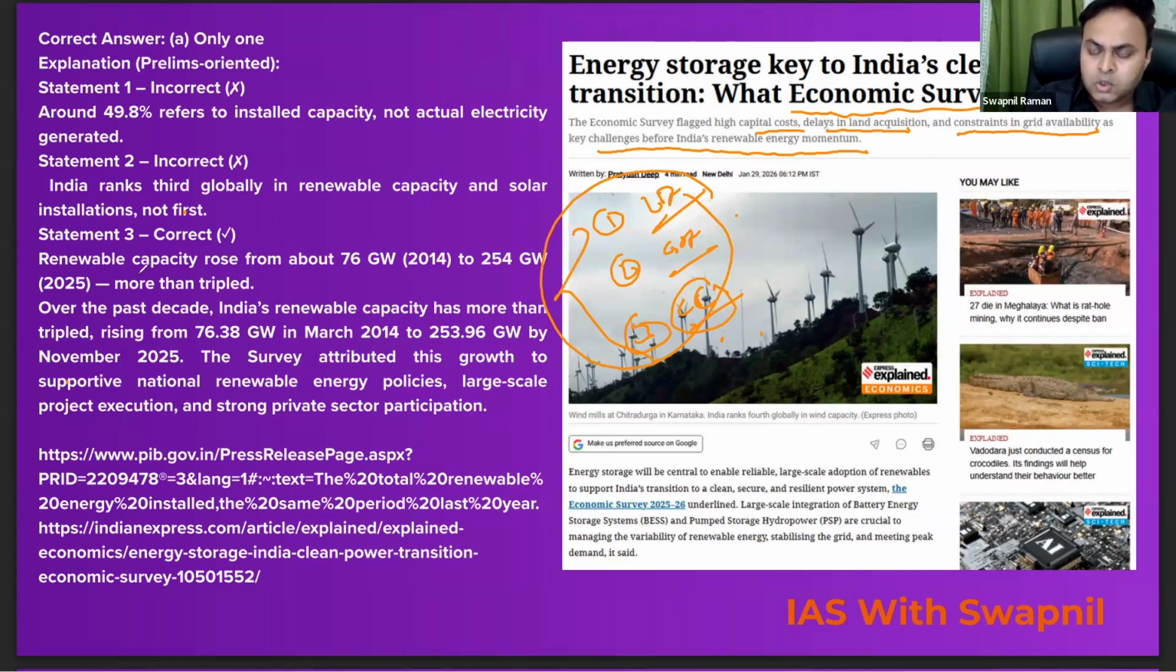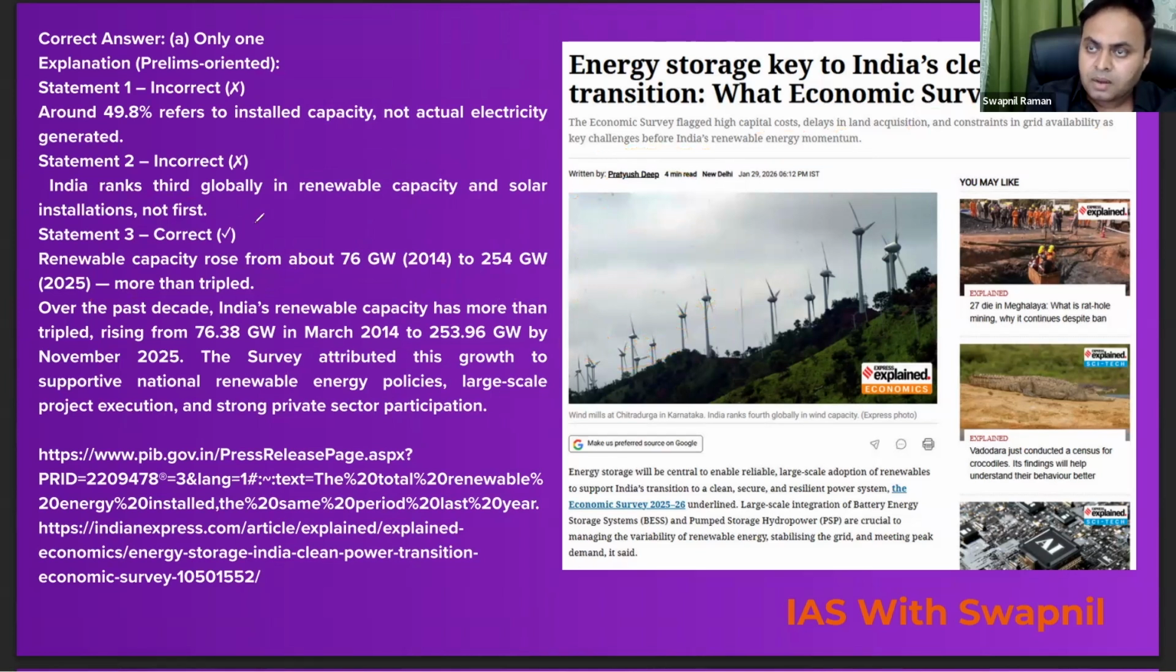Now India's renewable energy capacity at present rose from 76 gigawatt in 2014 to 254 gigawatt in 2025, meaning more than tripled. Right? That is absolutely correct. And India ranks third globally in terms of renewable energy capacity and solar installations. Is that understood? Remember, these are very important figures that can come as questions in your prelims. Clear?